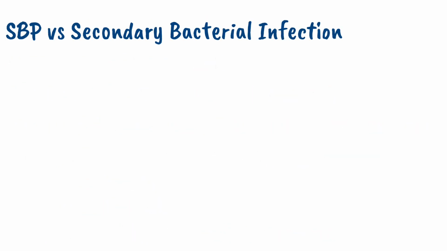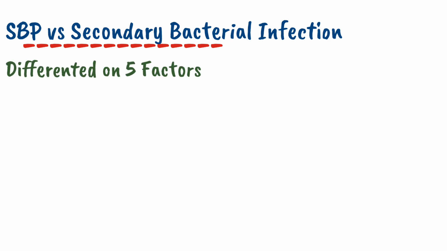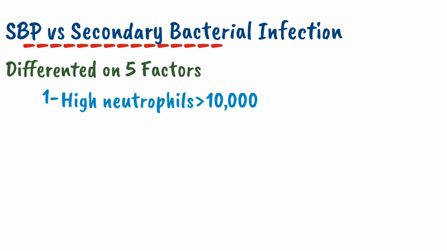But at last I will discuss one thing: how we differentiate SBP from secondary infection. SBP is differentiated from secondary bacterial infection through the following 5 criteria. The first one is that in secondary infection there will be a high neutrophil count, meaning the neutrophils will be greater than 10,000.